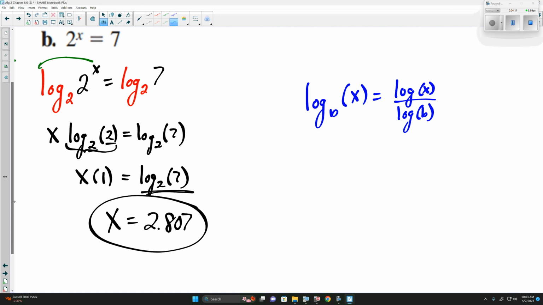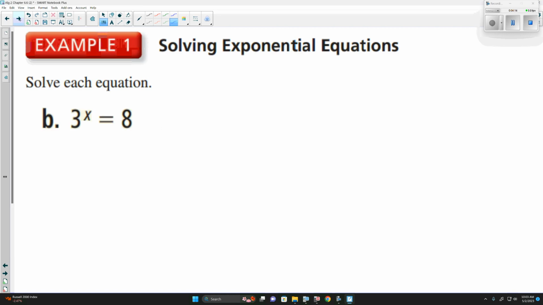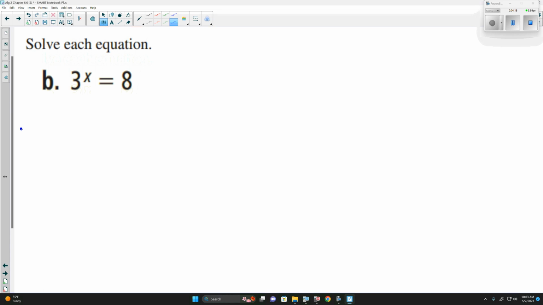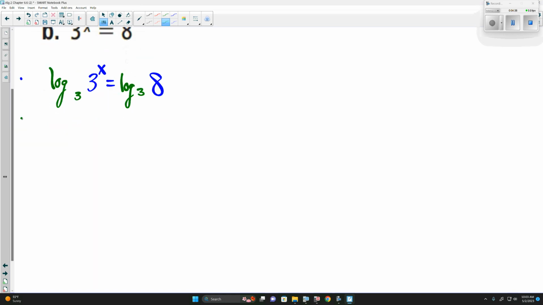Are you ready for the next one? 3 to the x is equal to 8. So to get the x out of the exponent, we need to apply a logarithm to both sides. What log should we apply? Log base what? 3. So I'm going to apply log base 3 to both sides because for log base 3 of 3 to the x, the x can move to the front, telling us that we have x times log base 3 of 3 is equal to log base 3 of 8.